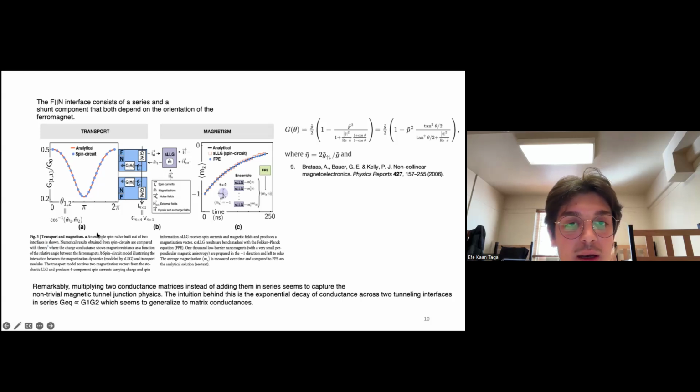And here one more important part is that, remarkably, multiplying two conductance matrices instead of adding them in series seems to capture the non-trivial magnetic tunnel junctions. For example, when we build a spin valve, we have to speak about the magnetic tunnel junction. The intuition behind this is the exponential decay of conductance across two tunneling interfaces in series, proportional to G1 and G2, which seems to generalize to matrix conductance.